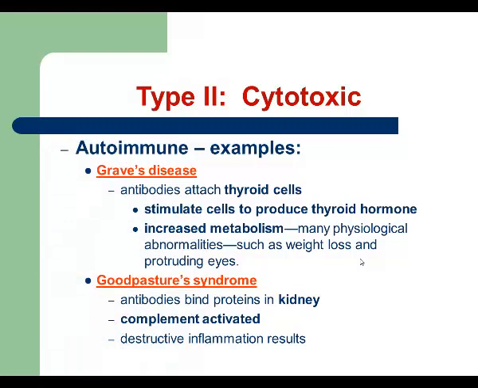Autoimmune disorders. We're going to talk about 2 of them, Graves' disease and Goodpasture's syndrome. Let's start with Graves' disease. In this case, for some reason, antibodies are produced to thyroid cells of the patient. What's going to happen next? Those cells will be activated. So those antibodies will stimulate cells to produce more thyroid hormone. As a result, patients will develop symptoms of hyperthyroidism.